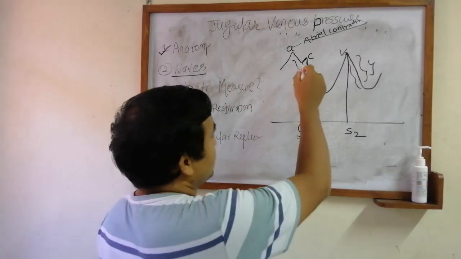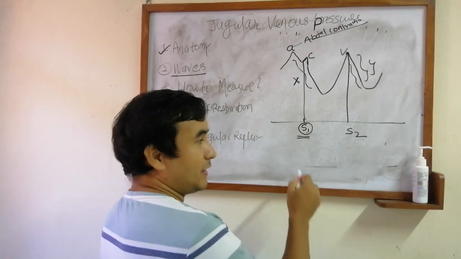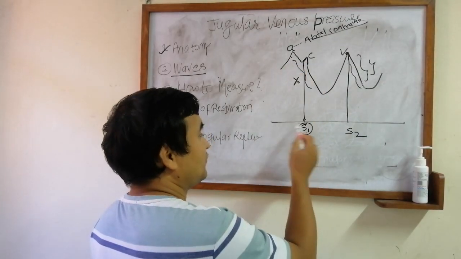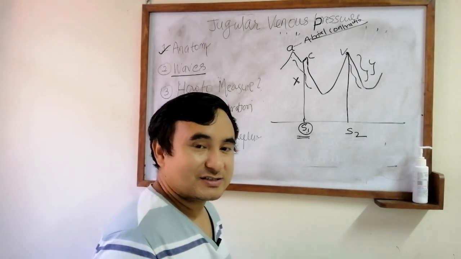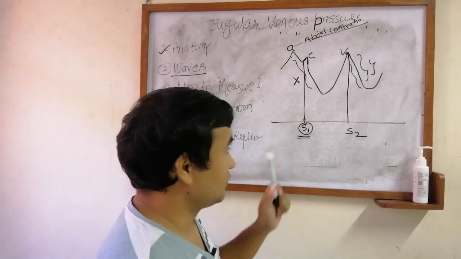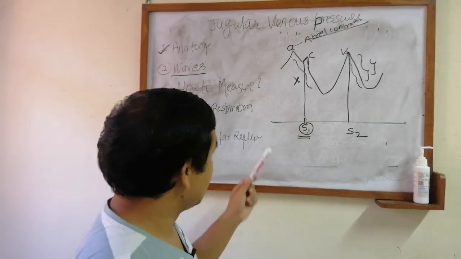The wave which is just coinciding with the first heart sound is the C wave, and the wave which is just before the first heart sound is the A wave. You can also correlate with the heart sounds when you auscultate.